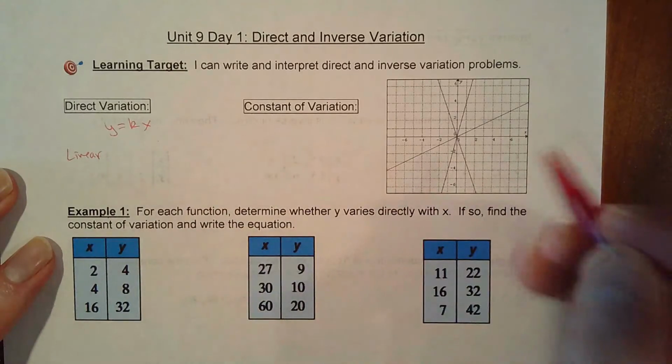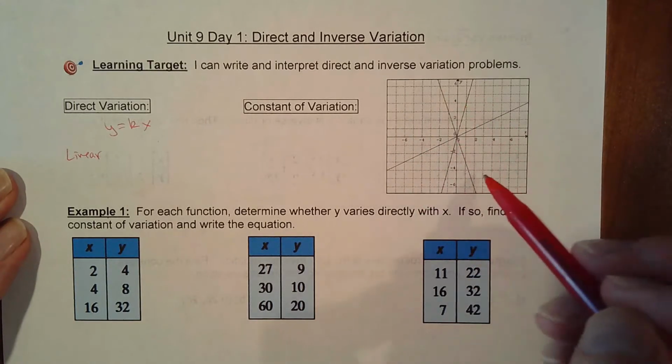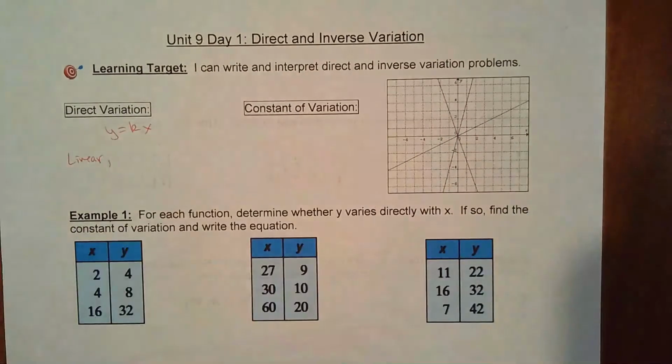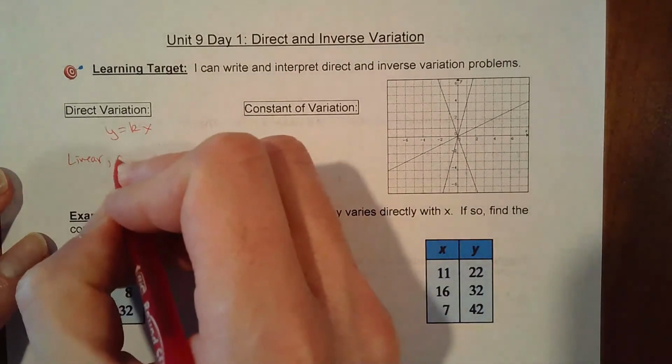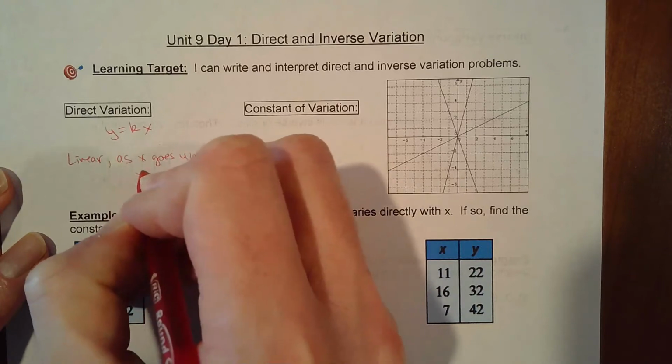So over here are some graphs. I think my video froze. Over here are some graphs in this area. These are all examples of direct variation. And the way I just put it in very simple terms is, as x goes up, y goes up.